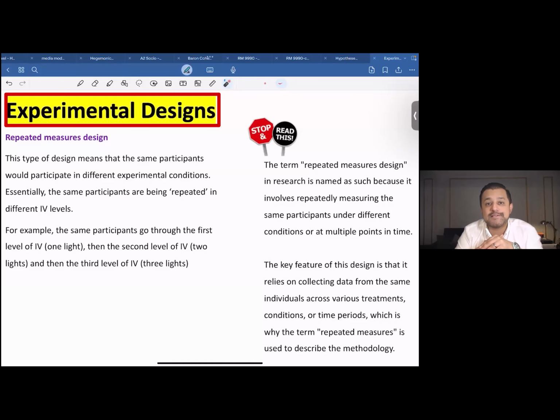Hello everyone, let's discuss experimental designs today. Now, what are experimental designs? What type of experimental designs are there that are part of our syllabus?